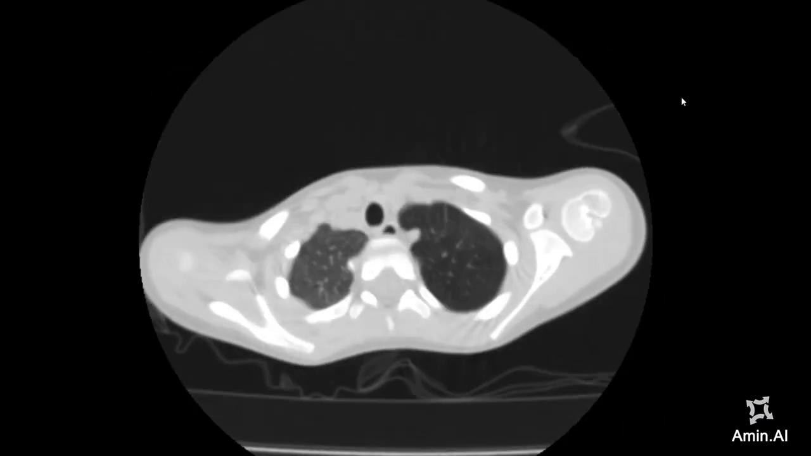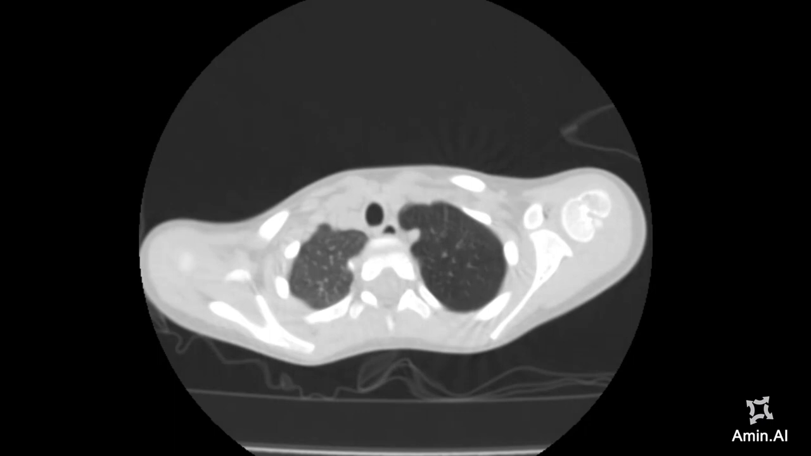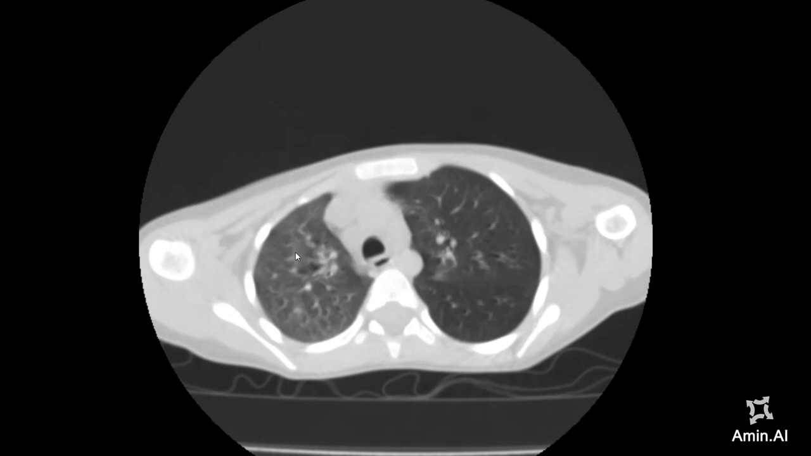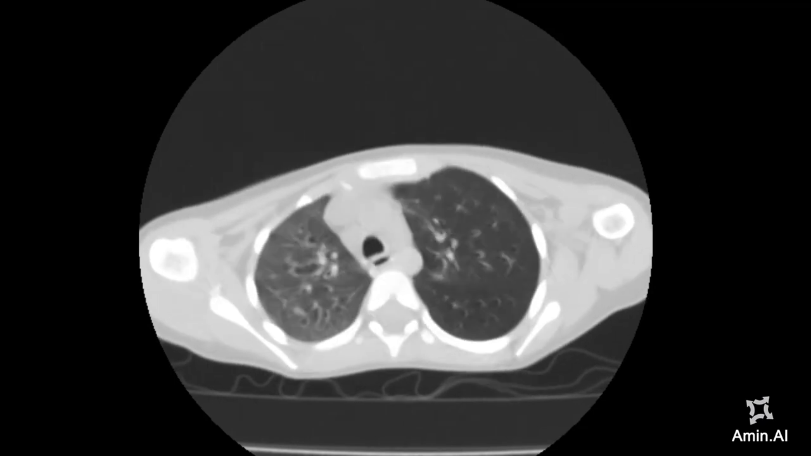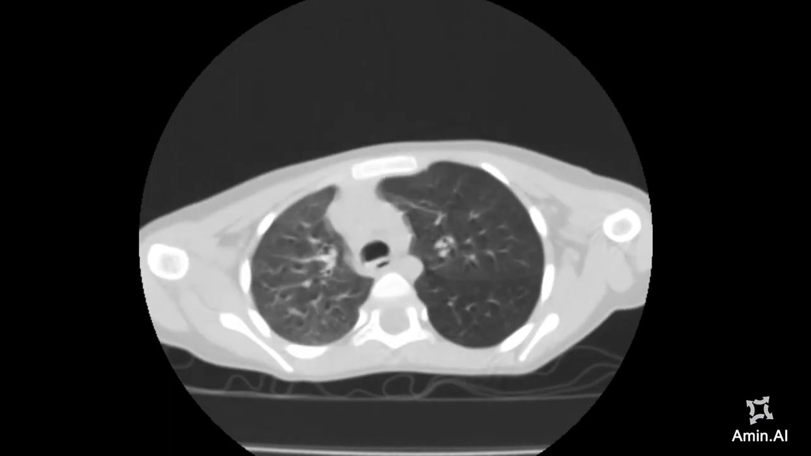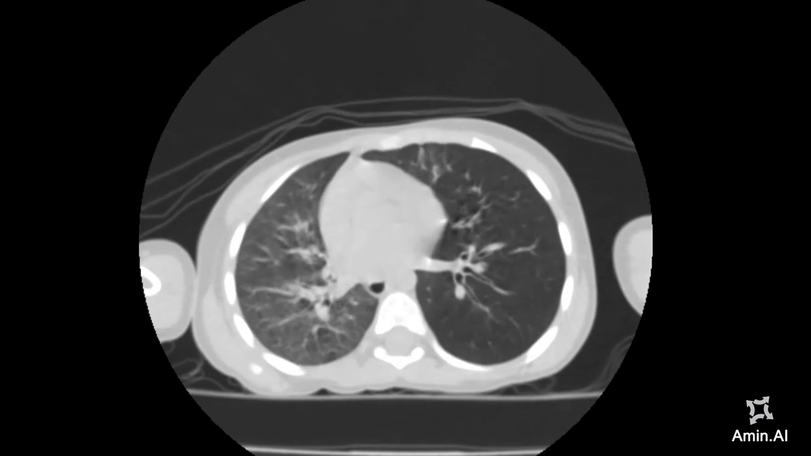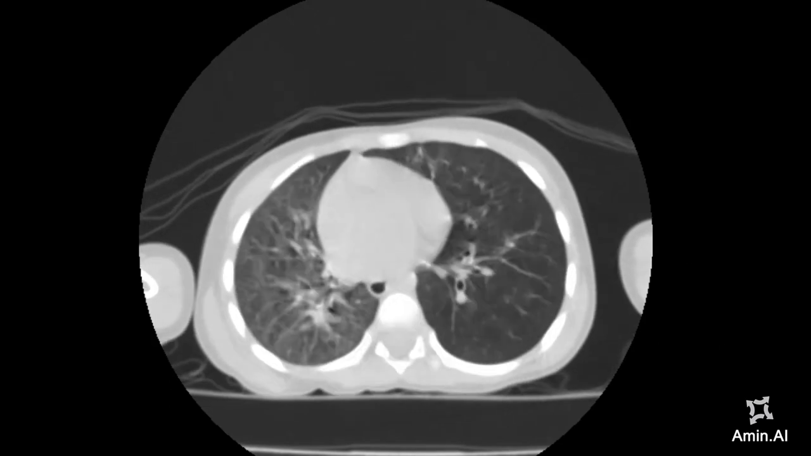Now as I browse through the images, the first thing you might have noticed is that there is relative hyperinflation of the left lung as compared to the right lung. If I compare, it's more lucent as well as showing increased volume as compared to the contralateral right side. And also, if you observe at this level, there is contralateral shift of the mediastinum as well.